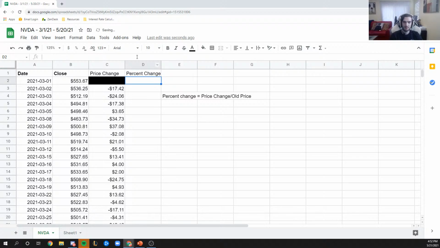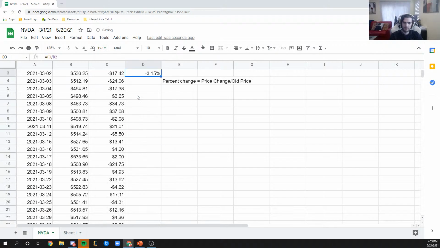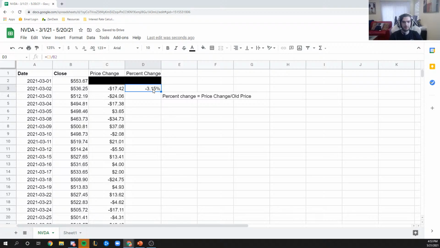I'm going to type that in. We can't do percent change for the first day. We can do it for the second, though. So here, let's do equals our price change, which is right here to the left, divided by the old price, the price from yesterday. So we have price change divided by close price. And if I convert this to a percentage, we see that it went down by 3.15%.